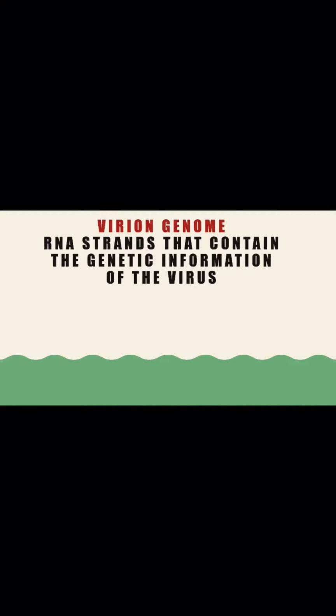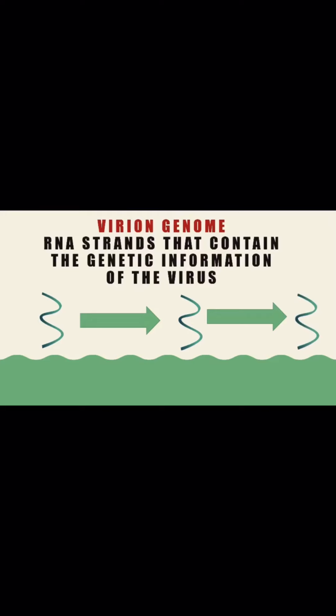All right, so first is the virion genome. Remember that the main point of evolution is to pass genetic information from parent to offspring. So without a genome or viral genetic information, HIV cannot pass this information from parent to offspring. And this is a process that will continue from generation to generation. The genome is RNA strands, and they contain the genetic information of the virus. So keep in mind that HIV has RNA instead of DNA.